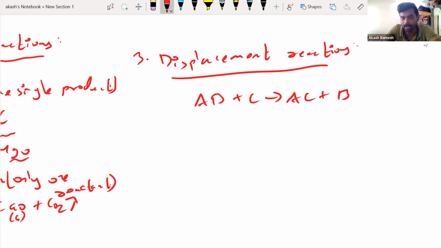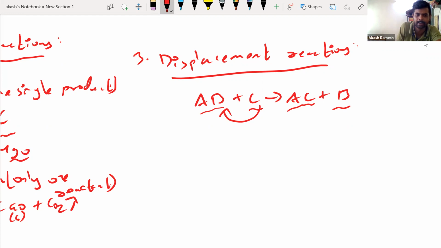Now what I'm trying to do here is, you see, initially A and B were together. So C comes, C is going to replace this B in the reactant. So you see, I'm forming AC and B is coming out. So one of the things is getting displaced from its compound. Now if at all I have to give you an example, there are so many examples.